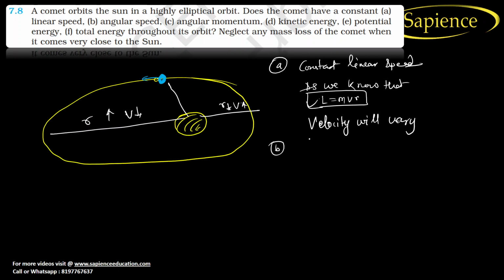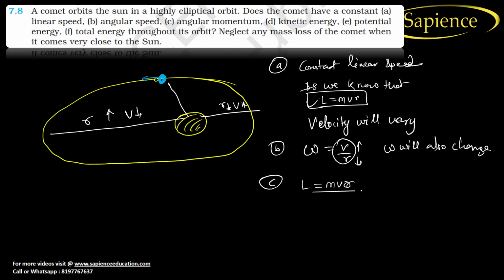Now B, angular speed. So we know that angular speed omega is equal to v by r. So velocity is also changing, r is also changing. So sometimes velocity is increasing, r is decreasing. So omega will also change. Okay. Now let us talk about C, angular momentum. So L will always be a constant. So it will always be constant.